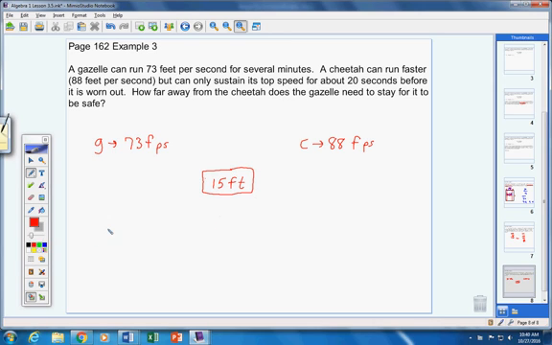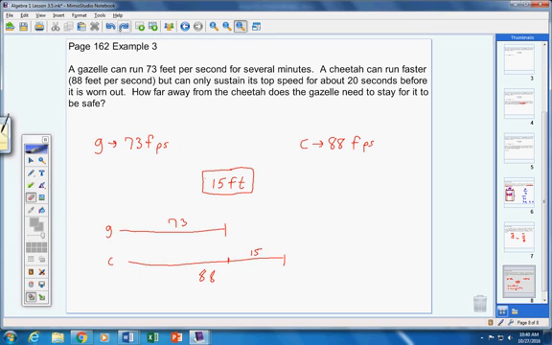Here's the gazelle. Here's the cheetah. In 1 second, the gazelle would go right here, 73 feet, and the cheetah would go right here, 88 feet. How many extra feet is that from here to here? 15. So in every second, the cheetah gains 15 feet.